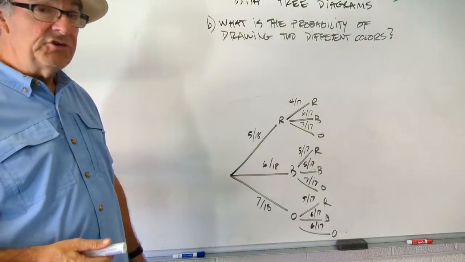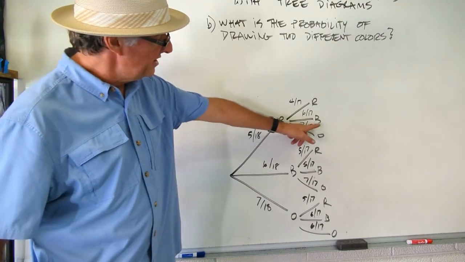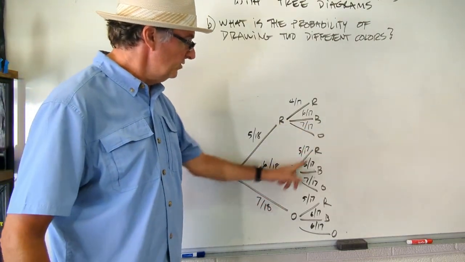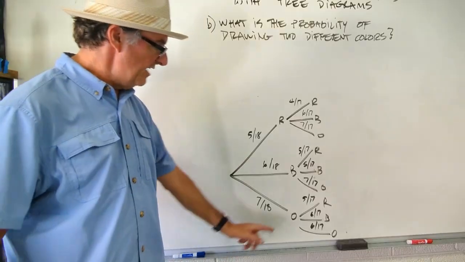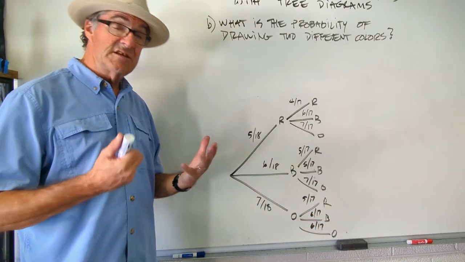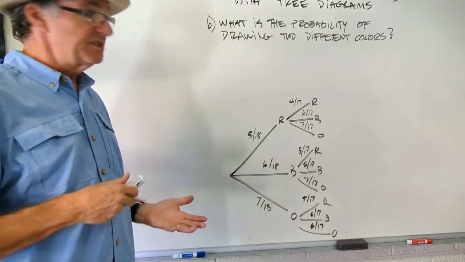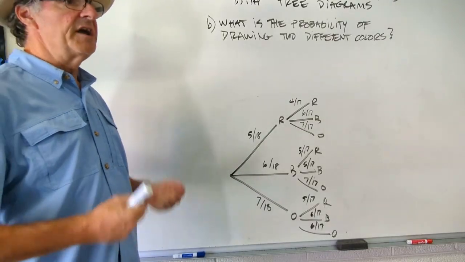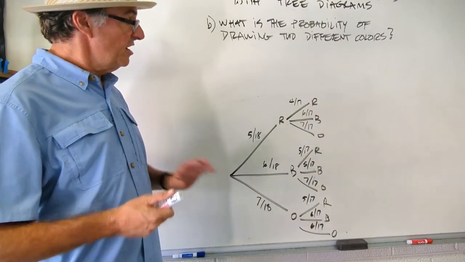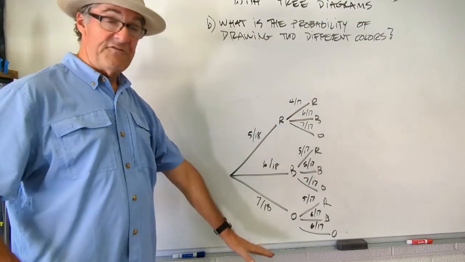So what we have to do is calculate the probabilities of getting red, blue, red, orange, and add that to blue, red, blue, orange, and add that to orange, red, orange, blue. And we add up all 6 of those probabilities. That gives us the overall probability of drawing 2 different colors. I'll get you started on the first 2, and then I want you to finish the rest.